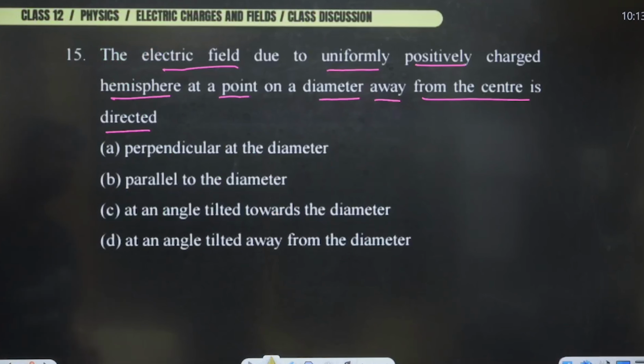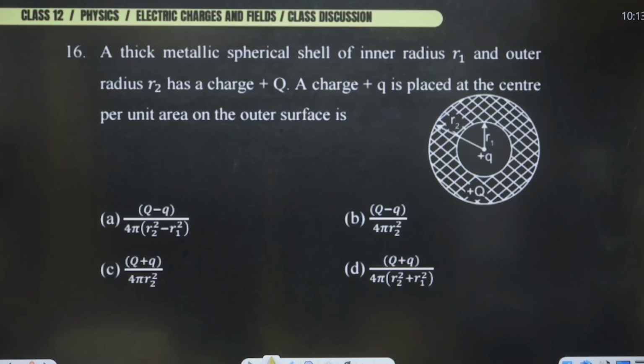Now let us move on to the options. Perpendicular to the diameter. Hence we can say option A is the right answer. Option A is the right answer. Okay. Now let us move on to the next question. What are they saying to us?